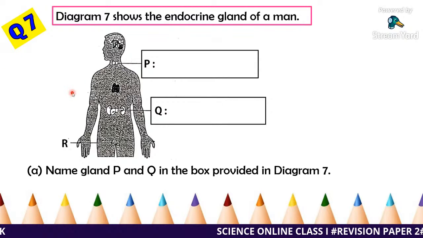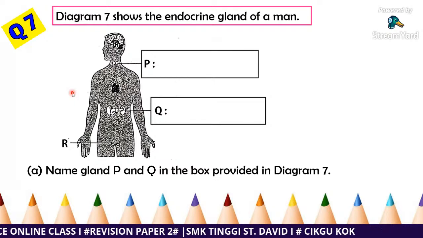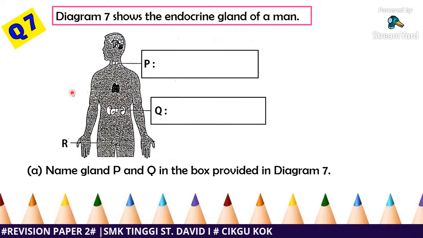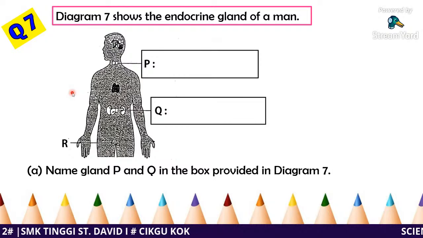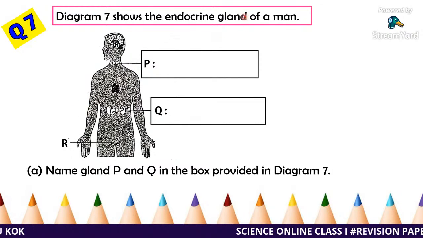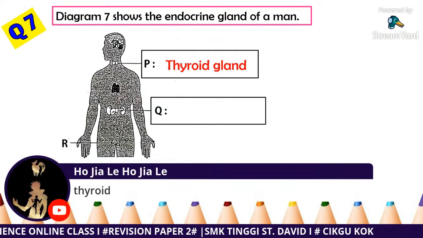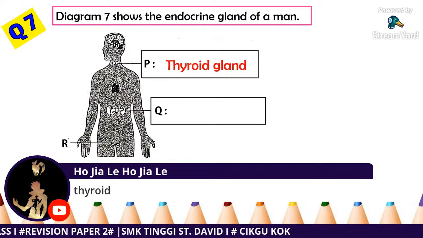Then you need to find the book already. This one is from the topic we learned before. Okay, thyroid. Almost the same. We ask about the gland, so better you put the gland behind it, then it should be the thyroid gland. So the answer is thyroid gland.